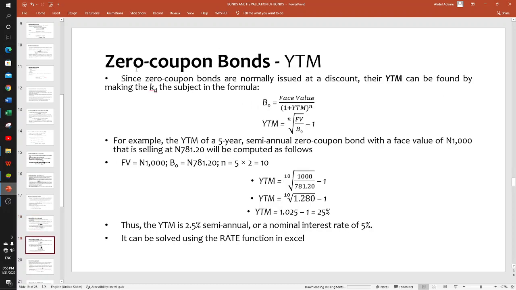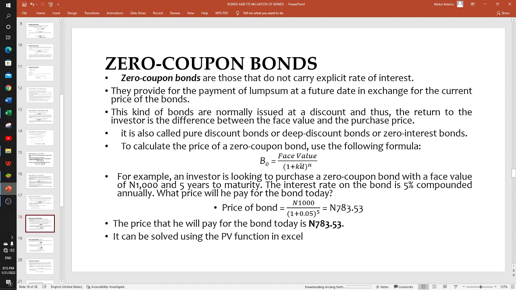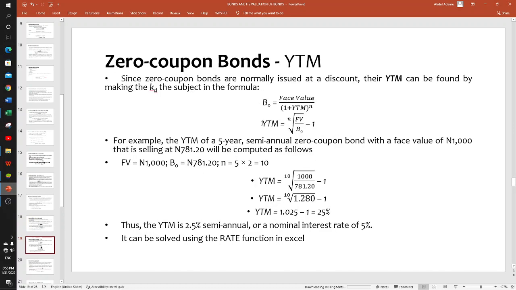Now we can find the yield to maturity for this by making the R, this KD, which is our yield to maturity, the subject of the formula. If we make it the subject of the formula, we can get the yield to maturity using the nth root of face value divided by the bond price, minus 1. So for this example, what is the yield to maturity of a semi-annual zero coupon bond with this face value that is selling for this? So the price is this. 1000 divided by this, you have 1.28. You take the 10th root, which is 1.025. Then you subtract 1. You have 0.025, which is 2.5%.